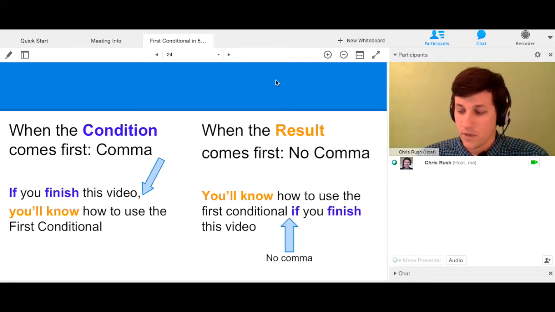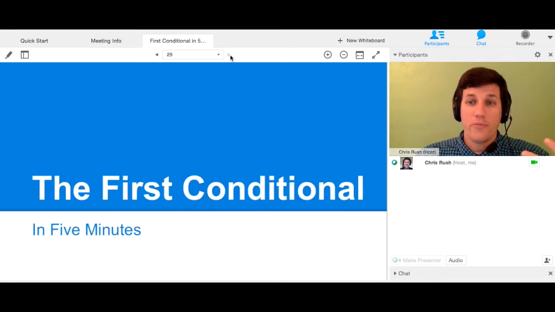So we talked about when to use the first conditional. We talked about the forms of the first conditional and how to use it. I hope that this has been a helpful introduction or refresher to the first conditional.